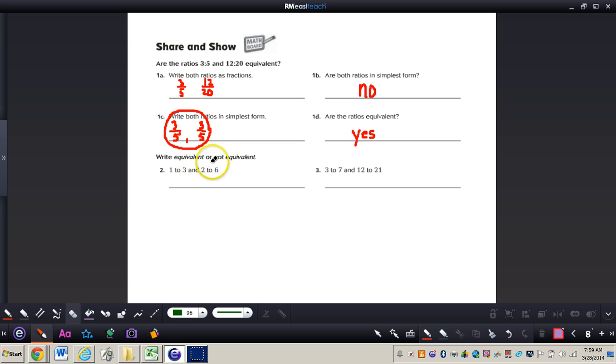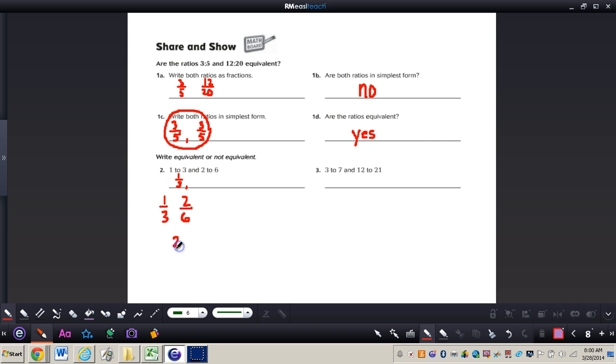1/3 to 2/6. Are they equivalent? Yes or no? Let's first of all think through the process. Write them down as both fractions. So we have 1/3 and 2/6. Now are they equivalent, yes or no? We don't really know if they're not in simplest terms, so we need to figure out if they're both in simplest terms. So we know 1/3 is in simplest terms.